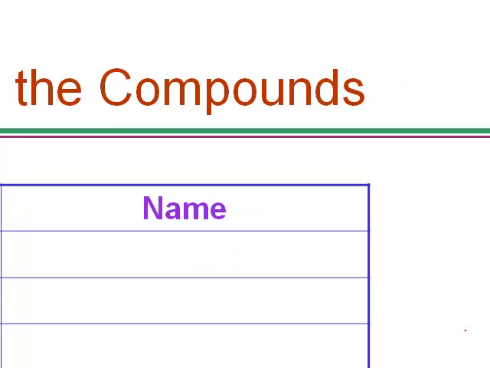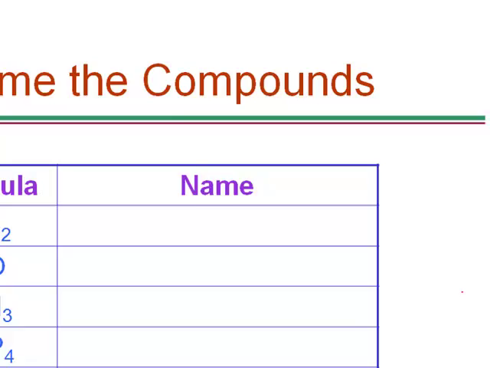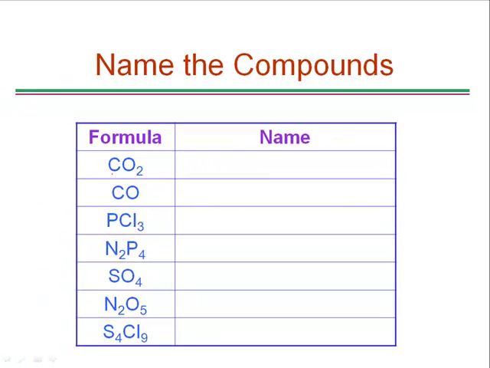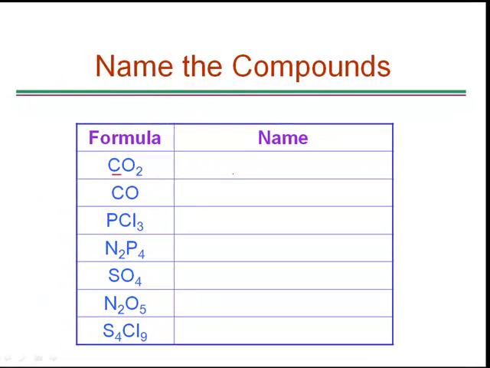Now, here's a formula. Based on the formula, I want you to be able to give the name. And this is how you do it. Remember, the first element in a compound is normal. The second one we change to "ide". And these little numbers here tell us how many of each atom are in the compound, and we use prefixes in order to tell us how many of those elements are in that compound.